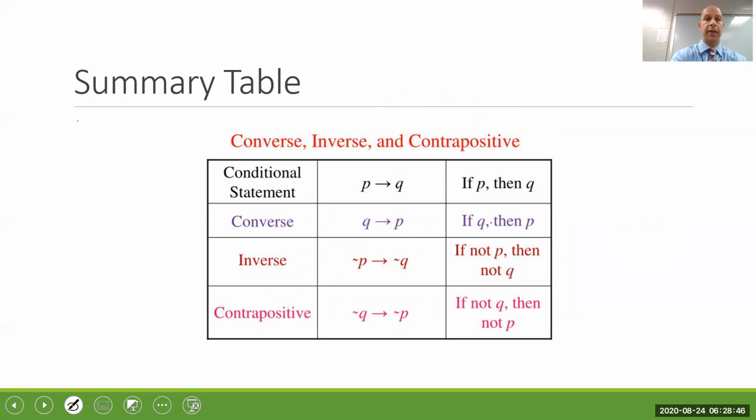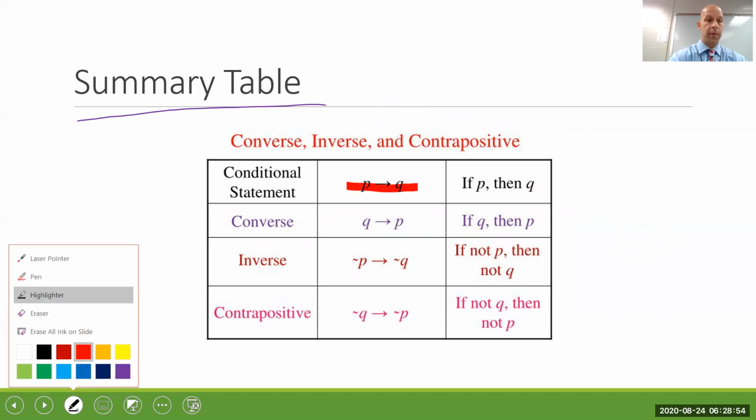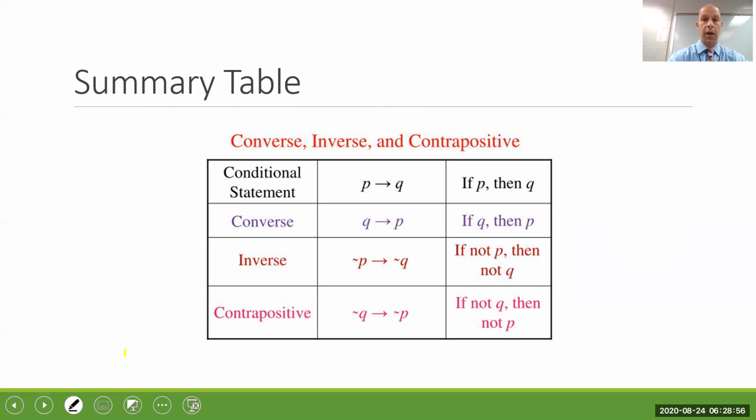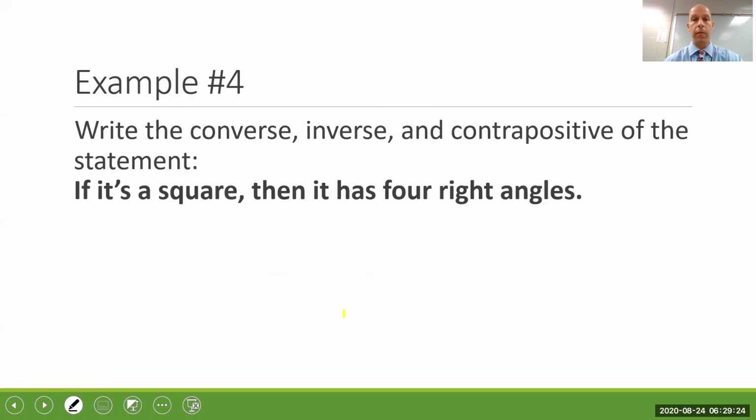So this is just a nice little summary table of what we said. So if we have a conditional statement, P arrow Q, if P then Q. The converse would be Q arrow P, switching the P and the Q. The inverse is the negation of the hypothesis implies the negation of the conclusion. So there we did not switch P and Q, but we negated them. And then the contrapositive, this is where we switch their order and we negate them. Not Q implies not P.